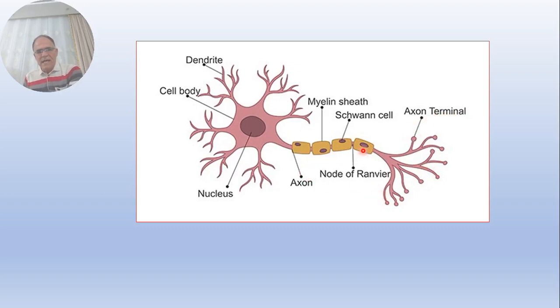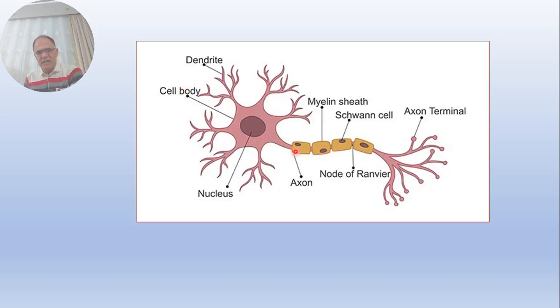In this figure, you can see other cells called Schwann cells or oligodendrocytes. The Schwann cell is located in the peripheral nervous system, but the oligodendrocyte is found in the central nervous system. The function of these cells is to produce the myelin sheath. The myelin sheath is an electrical insulator that we can see around the axons.